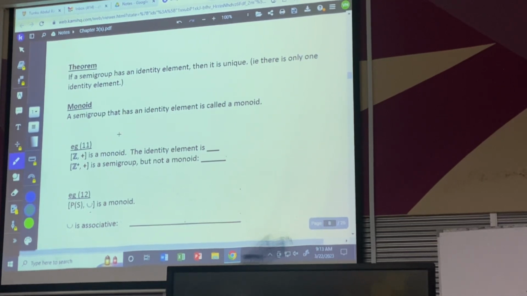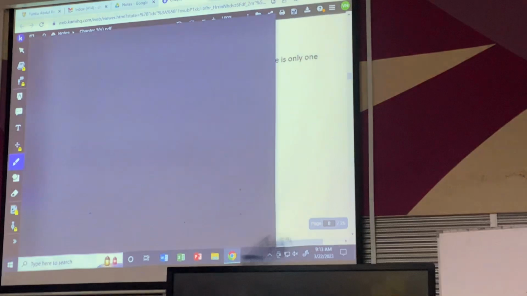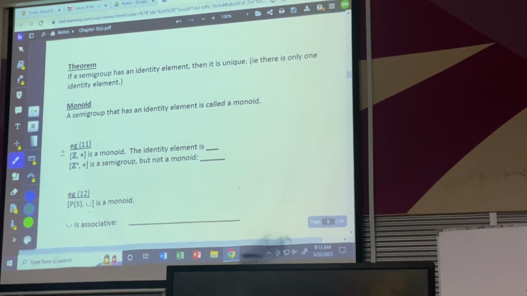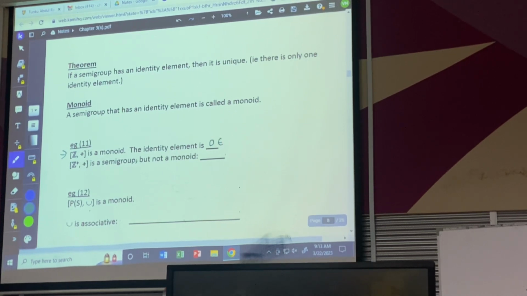Okay? So here, what is the identity for plus? Set of integer with the operator plus. Can you find identity or not? What is the identity here? This one? Identity is 0, right? Now we must make sure that the 0 identity must belong to the set of integer.